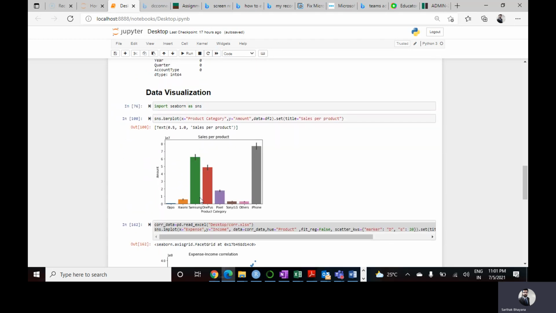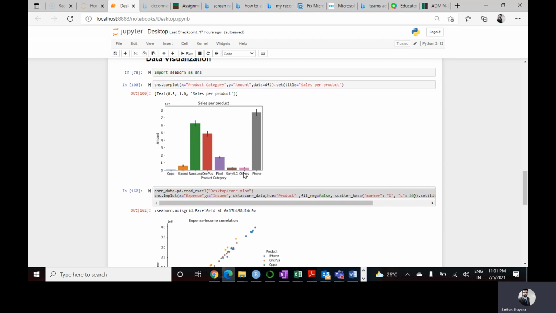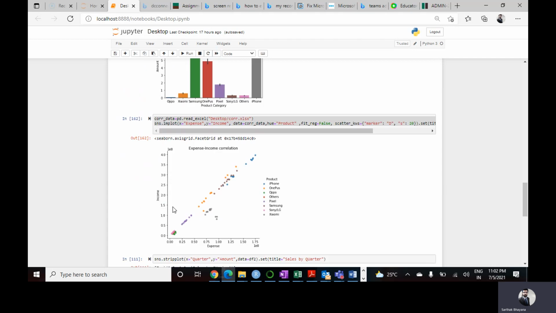I then jumped onto the data visualization and I saw that the income generated from the iPhones has the maximum revenue out of the other flagship brands. Samsung follows second, and OnePlus is a close third, while Xiaomi and Oppo have the least revenues earned.